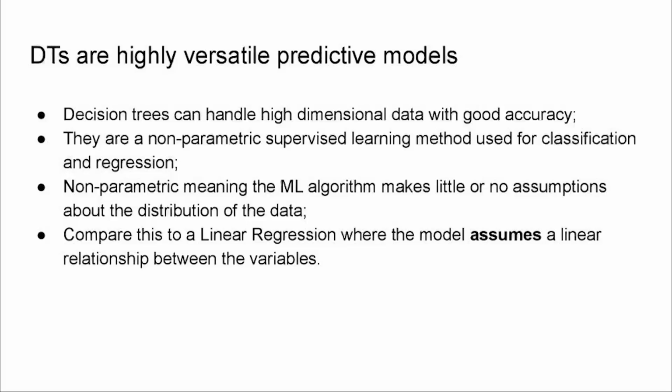Algorithms that don't make strong assumptions about the form of the mapping function are called non-parametric machine learning algorithms. By not making assumptions, they are free to learn any functional form from the training data. Compare this, for example, to a linear regression where the model assumes a linear relationship between the variables. Assumptions can greatly simplify the learning process, but can also limit what can be learned. Algorithms that simplify the function to a known form are called parametric machine learning algorithms.